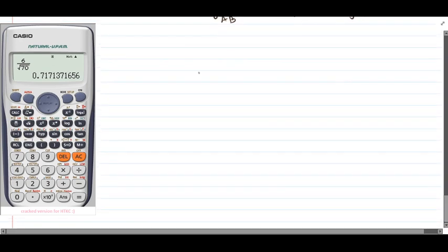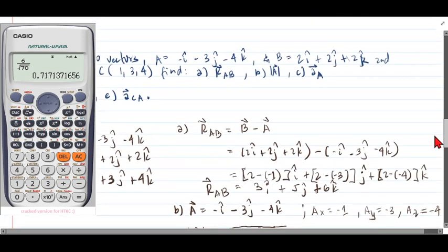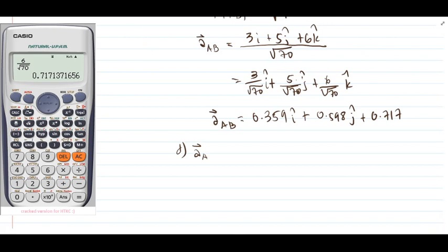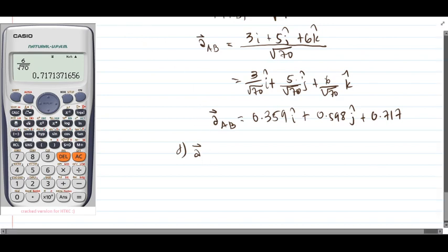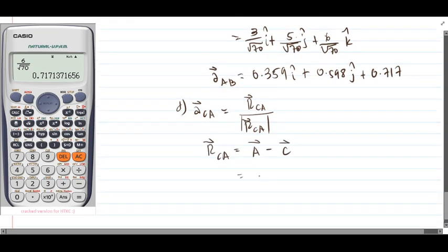Okay, next will be the unit vector AC. Let's just check first what is required. That is CA, no? Unit vector CA. So the formula for this one is we need to get vector RCA and the magnitude of this vector. Vector RCA will be equal to vector A minus vector C. So our vector A is equal to negative I hat, negative 3 J hat, negative 4 K hat.